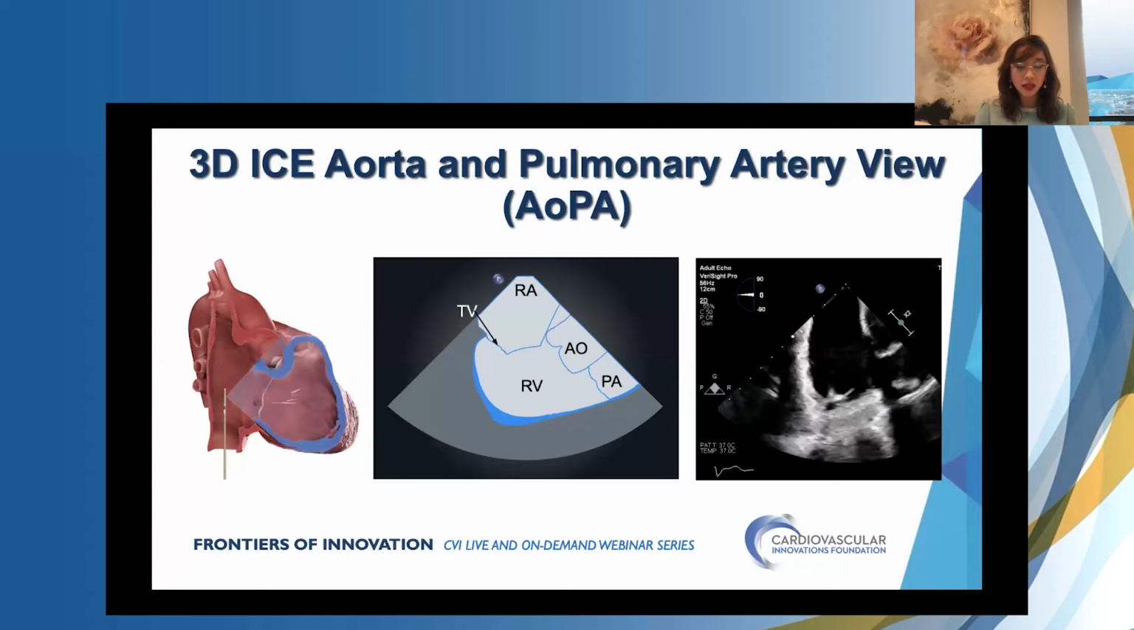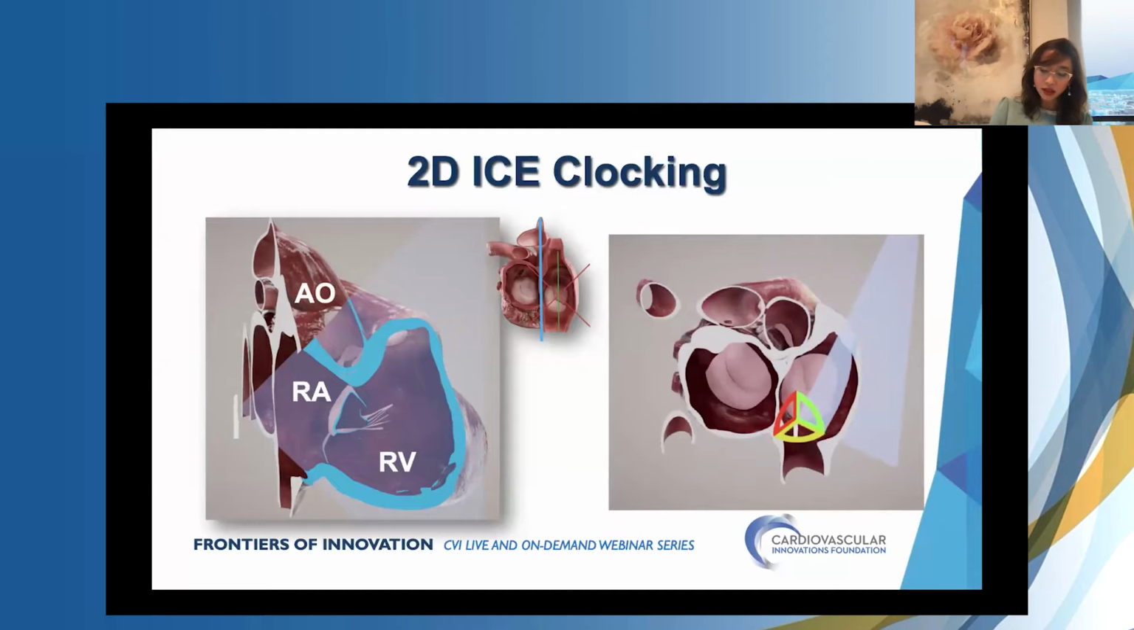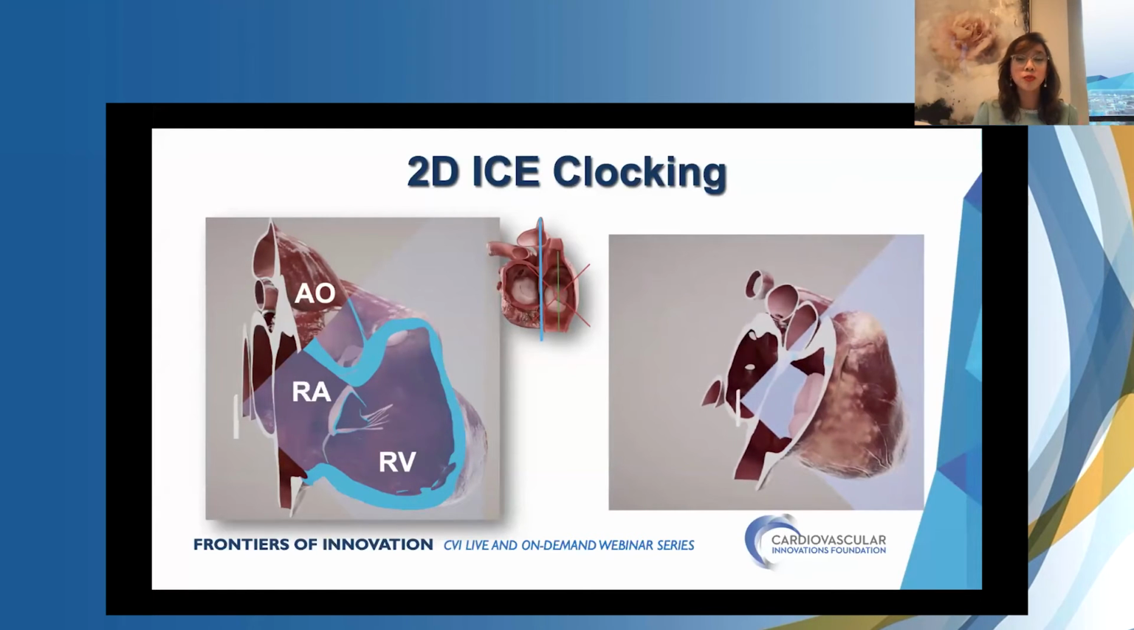Now, while this is similar, let me show you how to make very small adjustments to your imaging plane so you can get to your true RV inflow-outflow view on your 3D ICE. So let's start with your 2D ICE version first. It relies on putting the catheter in and clocking towards the aorta until you see your tricuspid valve. Now, as you look at this video, you can see that the catheter is clocked and counterclocked to realign the plane with the aorta. And when this view is revealed, you see the traditional version of what we call your home view.